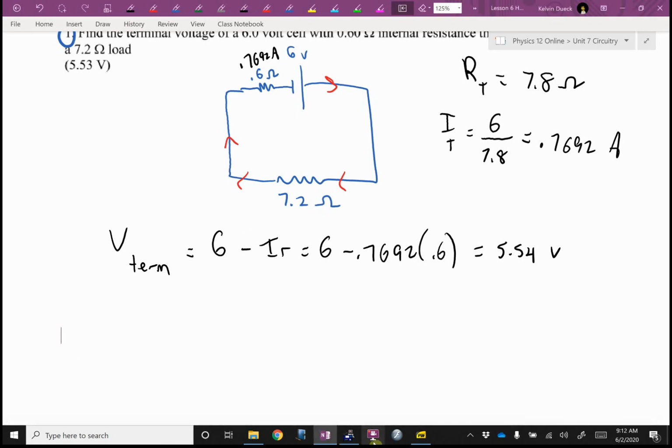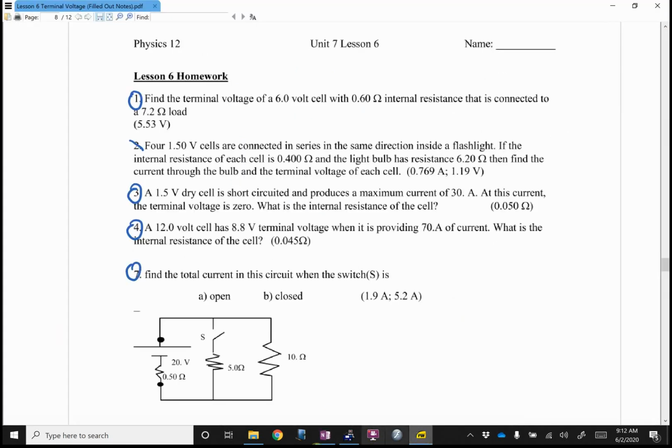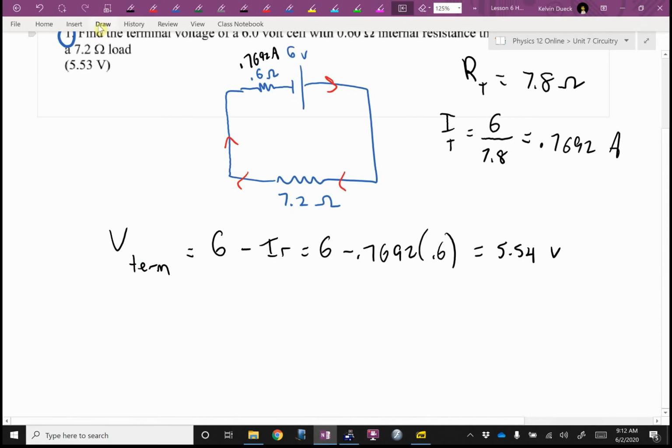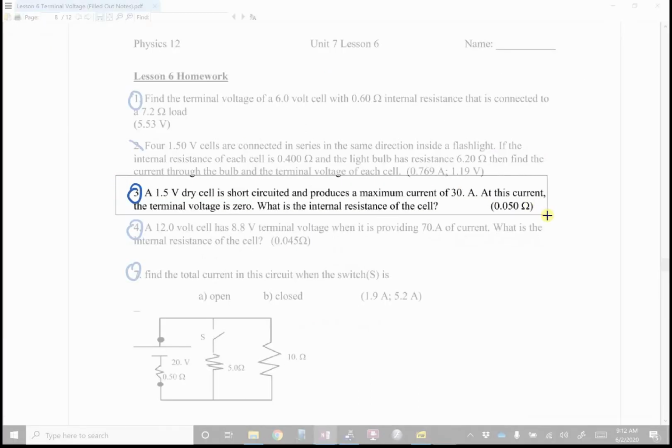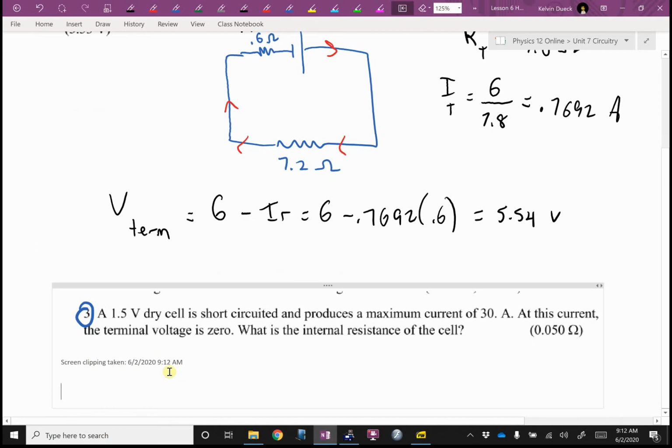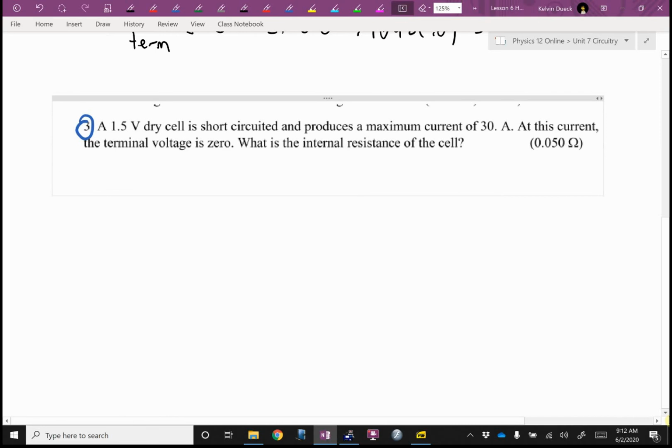Question 2. Nope, question 3. I skipped number 2. Okay. Again, I'm probably going to quickly do a rough sketch. In number 1, I did a good circuit diagram. Messy, but I did a proper one. Here, I'm just going to quickly crunch this.